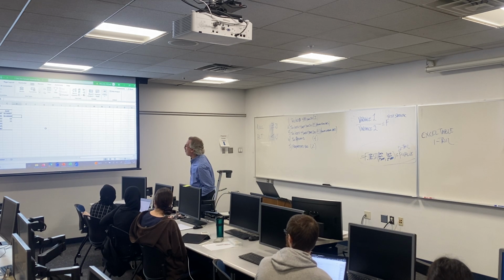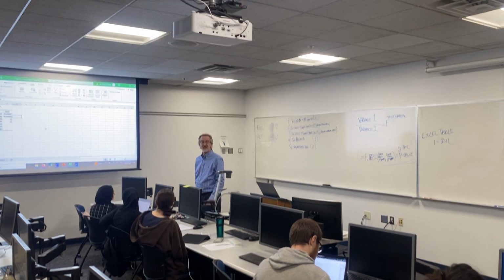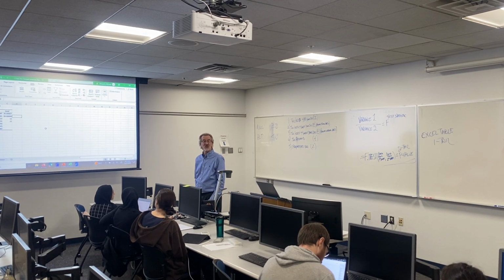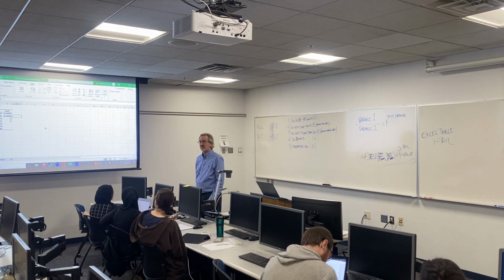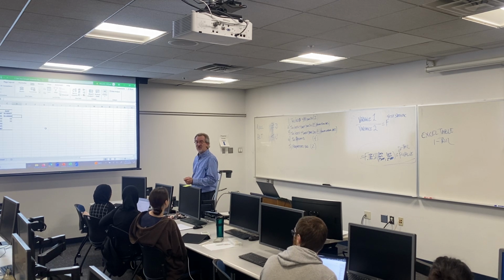Greater than. 0.4887, whatever that is, is much higher than 5%. So do we reject or not reject? Not reject. Our p-value is so high we can't reject.